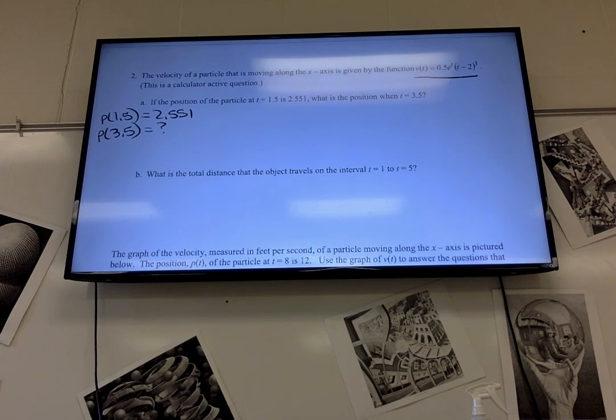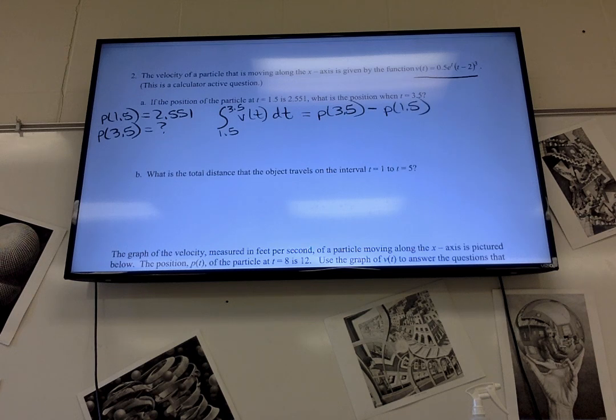So it's the antiderivative of what? Or the integral of what? The integral of v of t dt from 1.5 to 3.5. Is that what you're looking for? Yes. Equals what minus what? P of 3.5 minus P of 1.5.